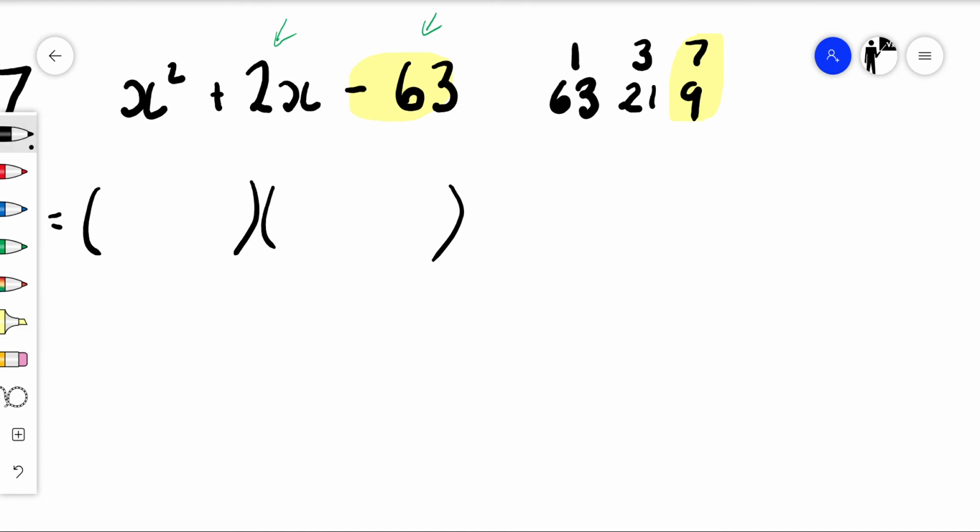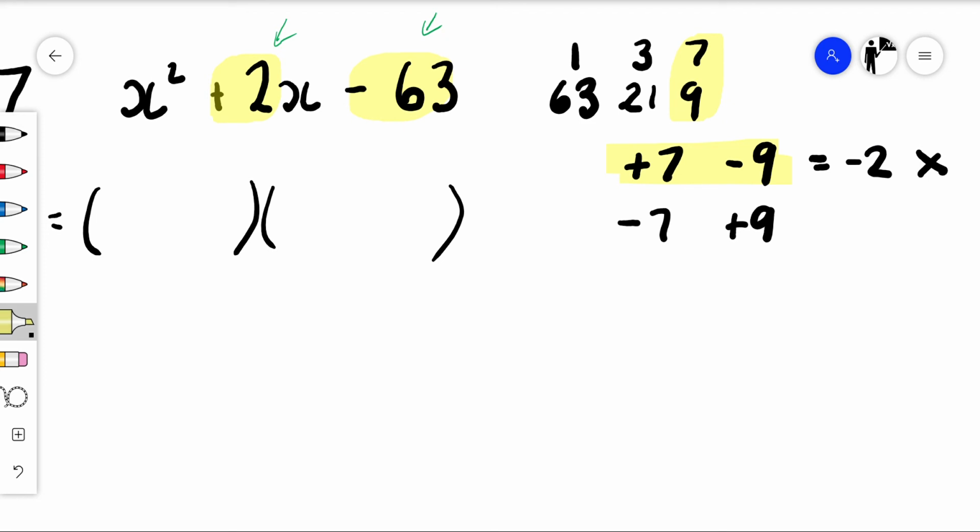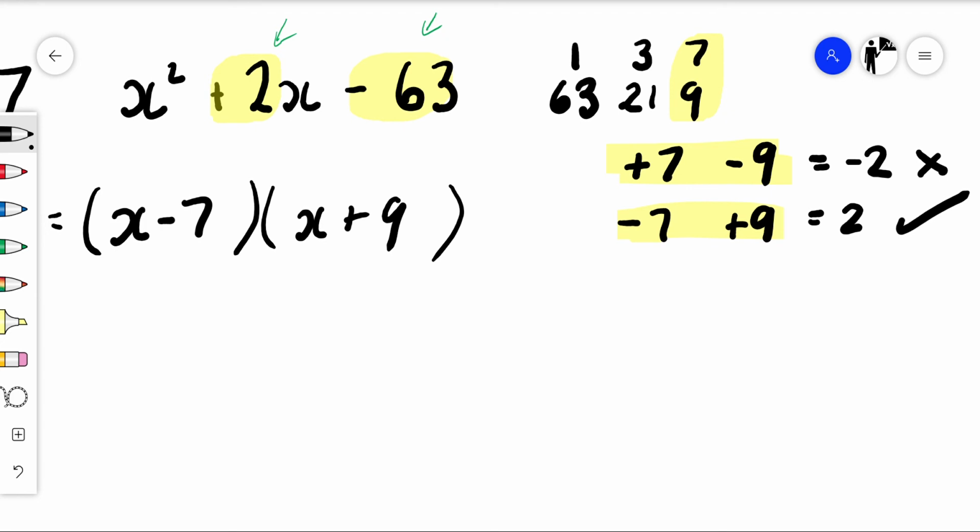Remember, we've got a few options. We could have plus 7 and minus 9, or minus 7 and plus 9. I choose the option that makes plus 2. Plus 7 minus 9 equals minus 2, so that doesn't work. Minus 7 plus 9 is plus 2, so that one works. So my brackets are going to be (x - 7)(x + 9).